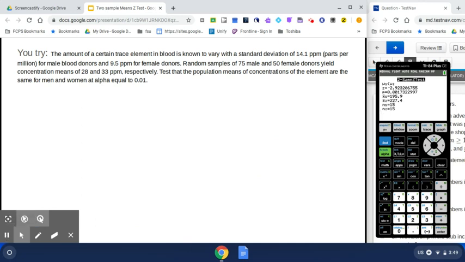Okay, guys, here's the second example. Take a look at that. See if you can complete that two-sample Z hypothesis test for this example. Unpause the video to then see the solution.